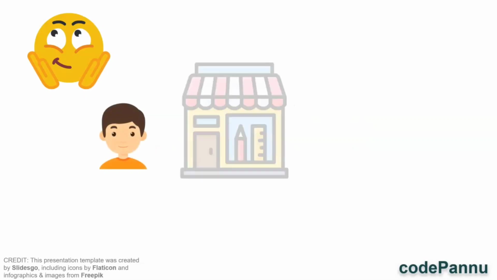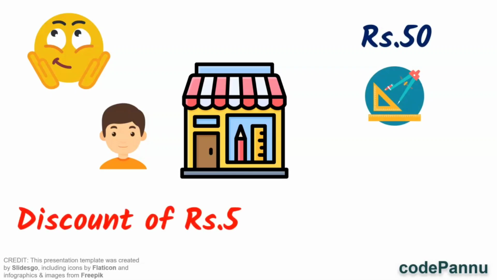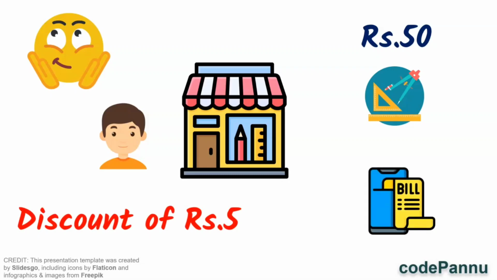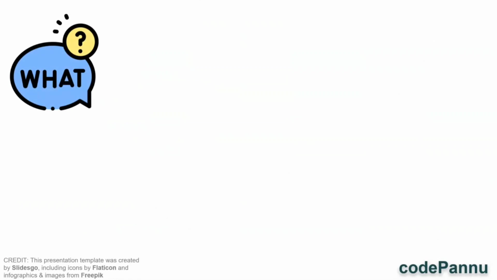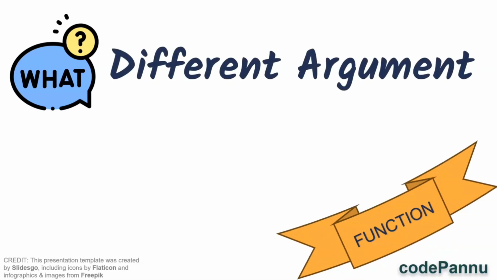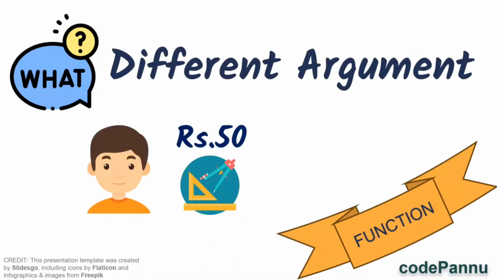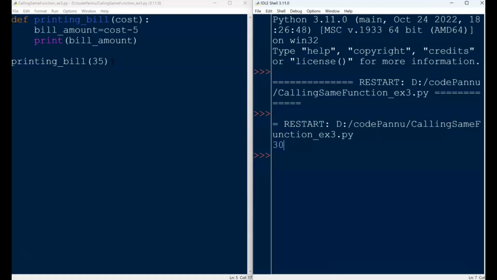Now, imagine your brother comes to the same shop to buy a geometry box for 50 rupees. He also gets a discount of 5 rupees. So, he wants to calculate the final bill amount after the discount. So, what should we do? Let us call the same function with a different argument. The cost of your brother's geometry box, which is 50. So, let us call the function again and give 50 as an argument now.